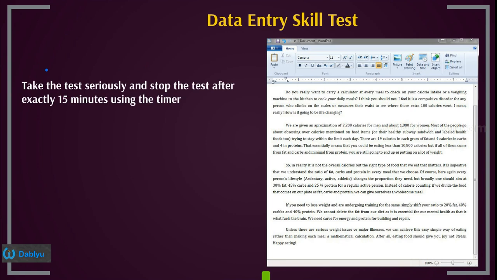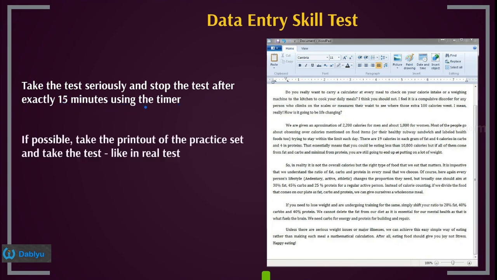While taking the test, follow the time sincerely. Use the entire 15 minutes and stop the test immediately after 15 minutes. The second important thing is, as I have told you before, try to take a printout of the practice set as it would resemble the real exam, right?